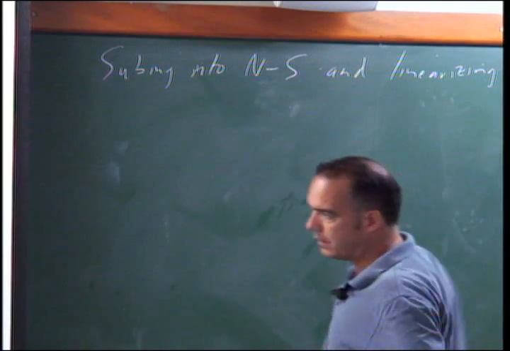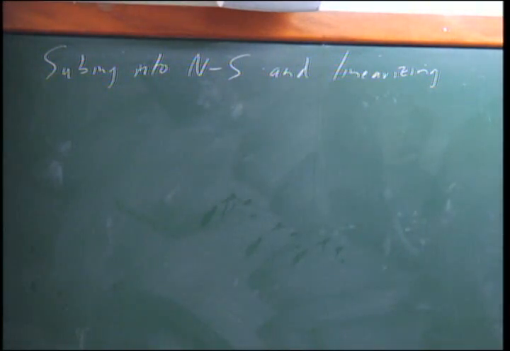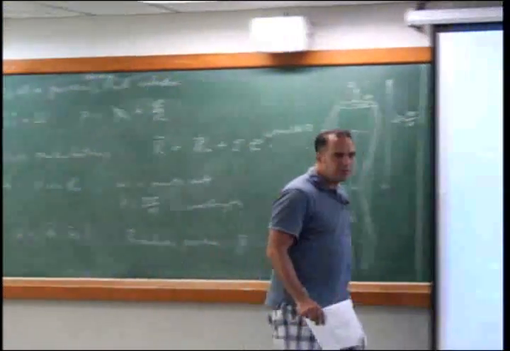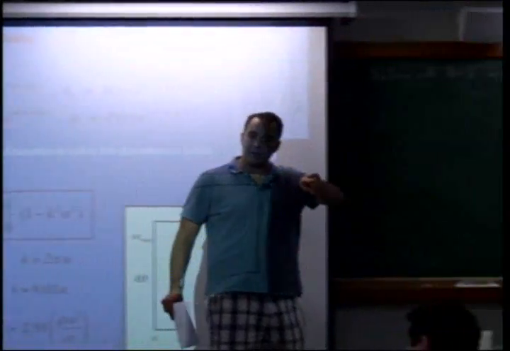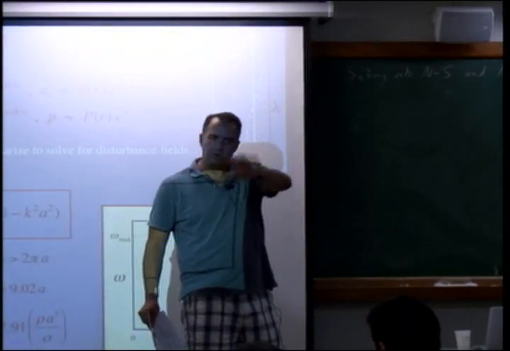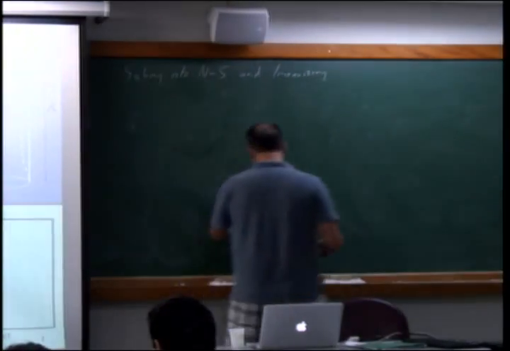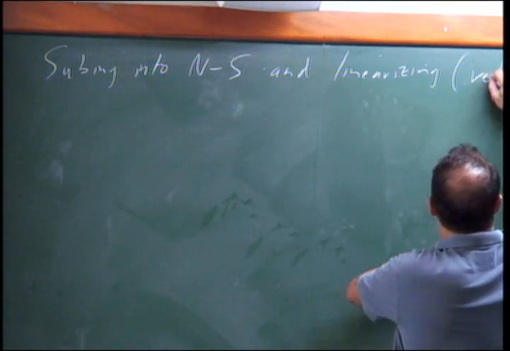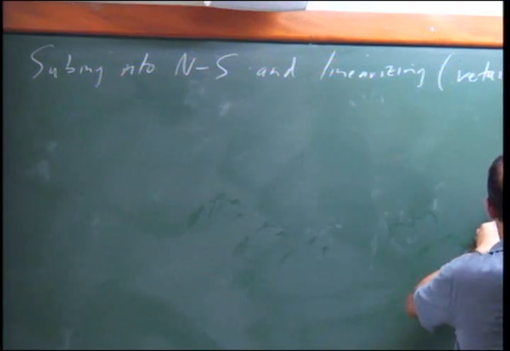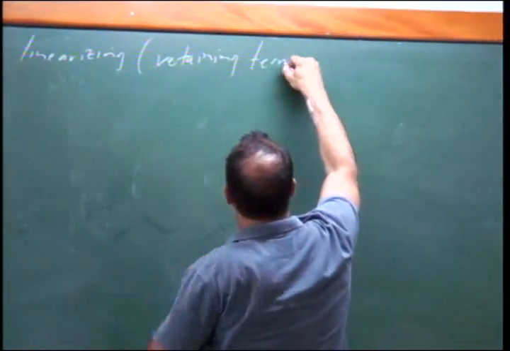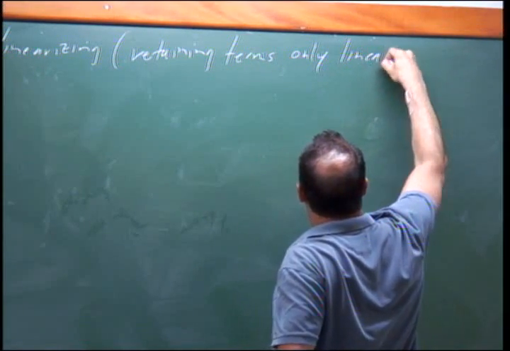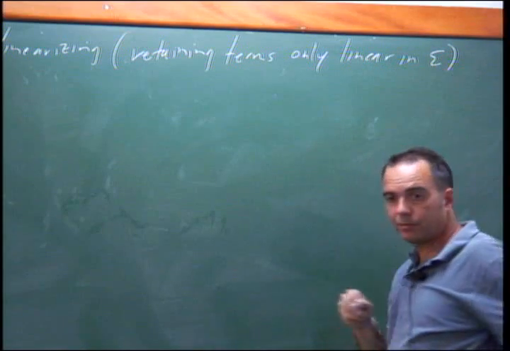Okay, and when I say linearizing, these things are all of order epsilon. Okay, so this is order epsilon, this is order epsilon, this is order epsilon, this is order epsilon. So if we have, for example, the nonlinear terms in Navier-Stokes, u dot grad u, those terms go. So those become order epsilon squared. So when I say linearizing, I mean retaining terms which are only linear in epsilon, that is to say, epsilon squared terms we get rid of.